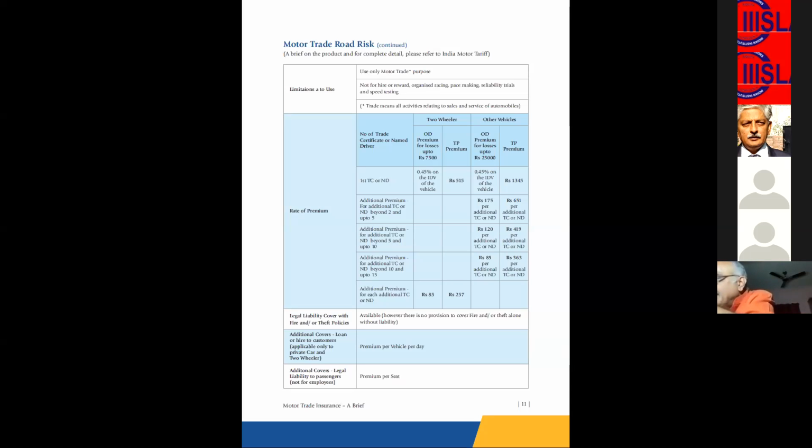So it is not on the IDV. It's a flat rate. This relaxation is given only because it assumes that all the plates will not be in use simultaneously.